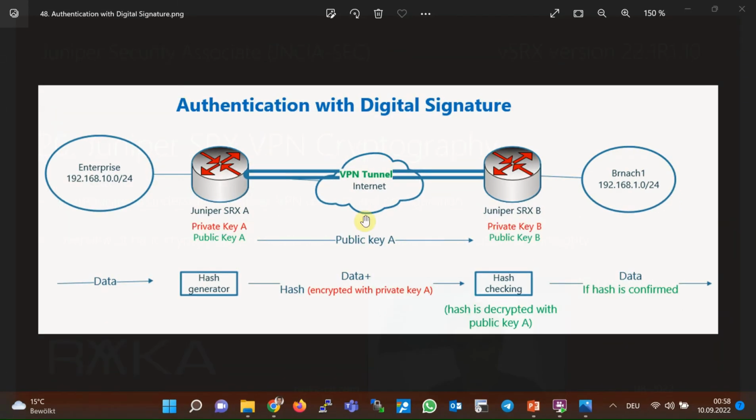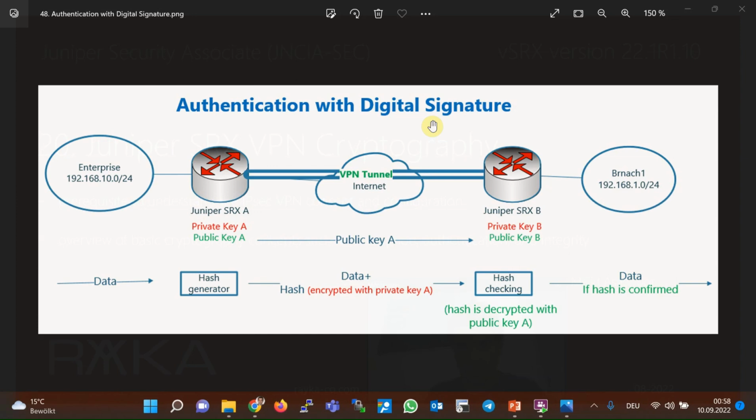The other method of authentication is to use a digital signature. Actually, this is the best authentication method, but due to the complexity of implementation, it is used in more professional organizations. It is complex because it requires PKI, or public key infrastructure.